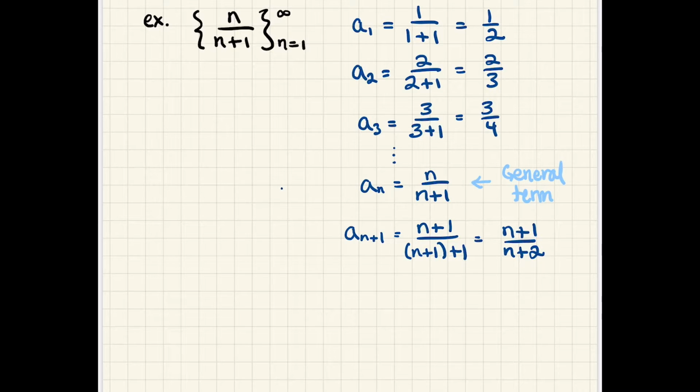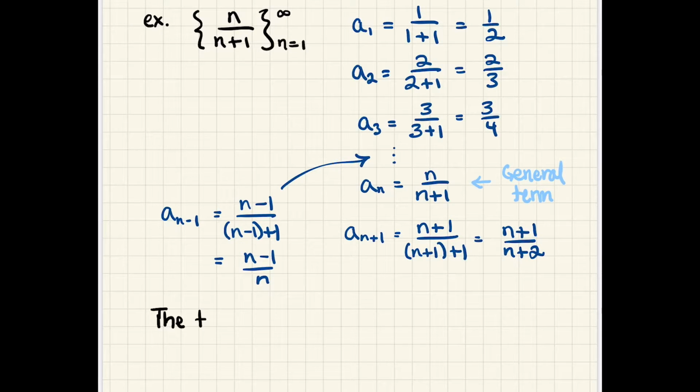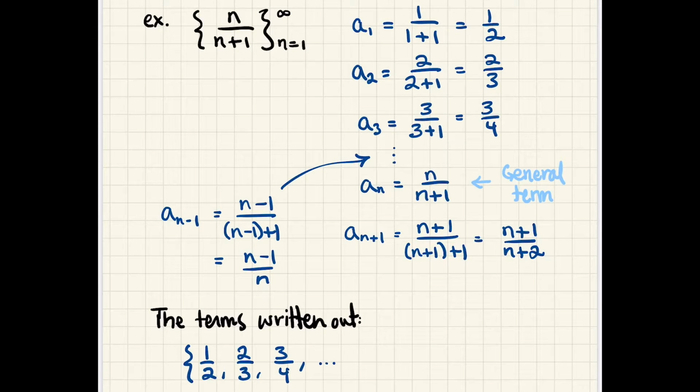For that matter, occasionally we need to refer to the term right before a general term. So that would be a sub n minus 1. And that's n minus 1 over n minus 1 plus 1, which would be n minus 1 over n. So the terms written out would look something like this. We'd have, say, 1 half, 2 thirds, 3 fourths, the nth term, and it goes on forever.